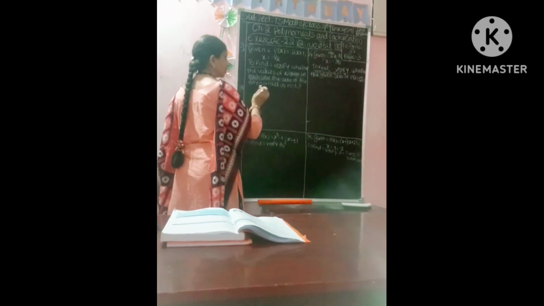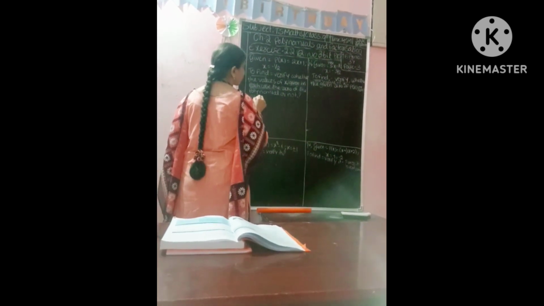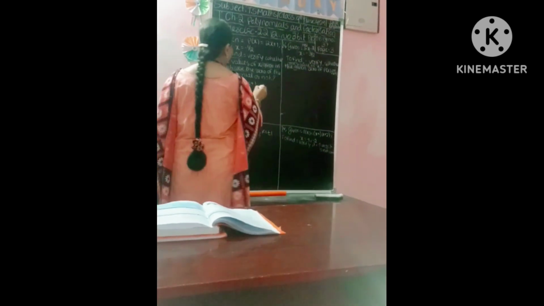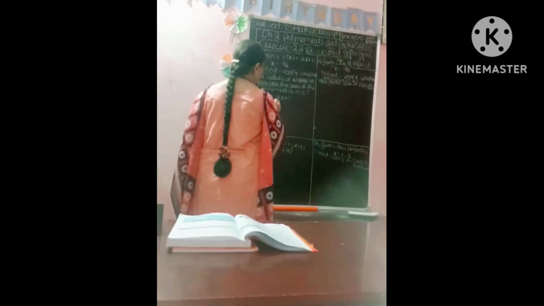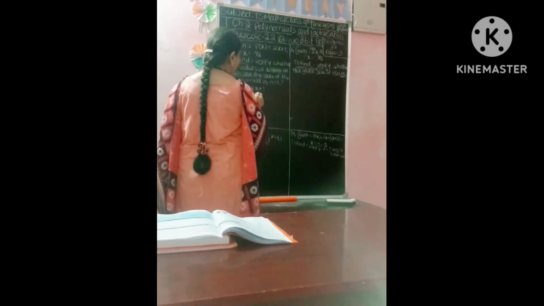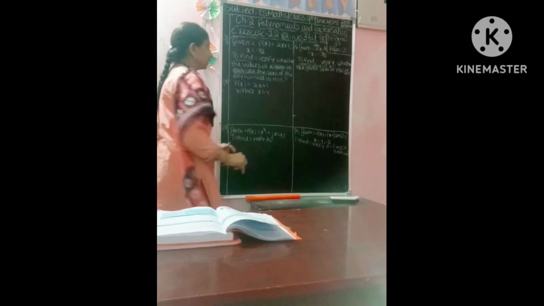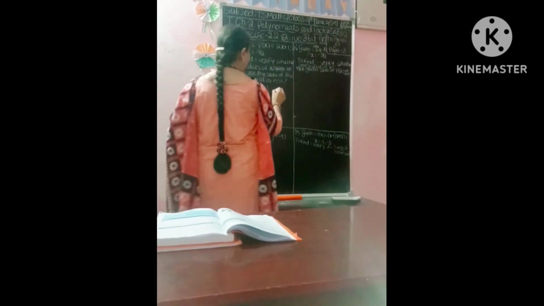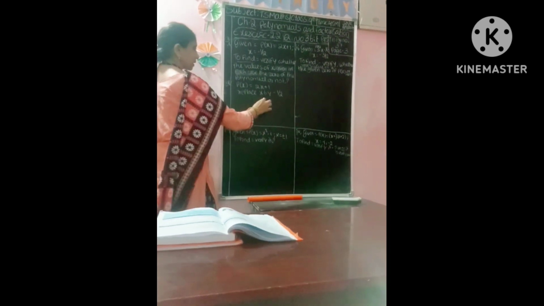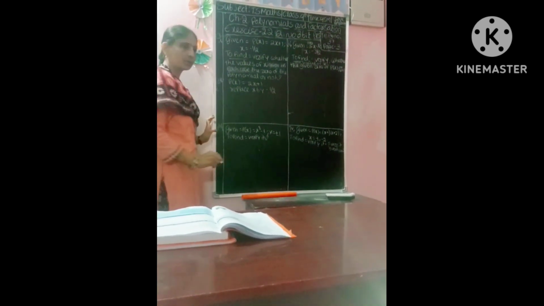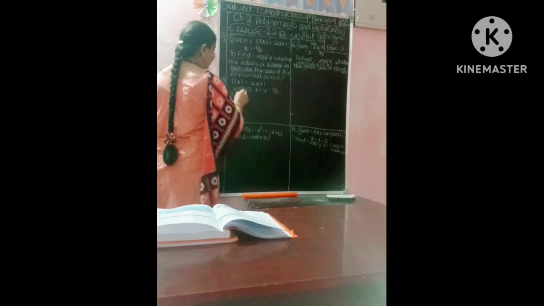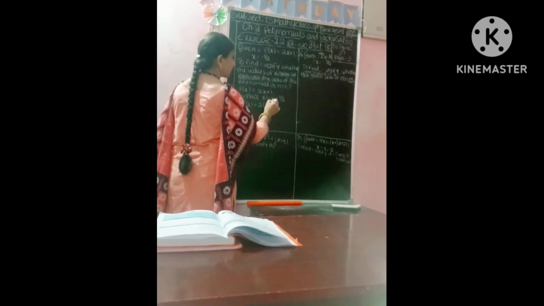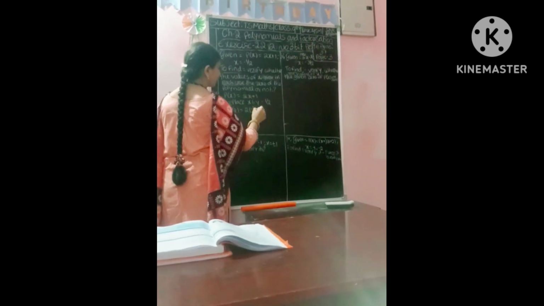First one is the solution for this problem. P of x is given, that is 2x plus 1. What is the x value? Replace. Very simple problems these are. Replace x by the value, substituting. The x value given is minus 1 by 2. In x's place we will write minus 1 by 2. So p of minus 1 by 2 equal to 2 into, in x's place we write minus 1 by 2.